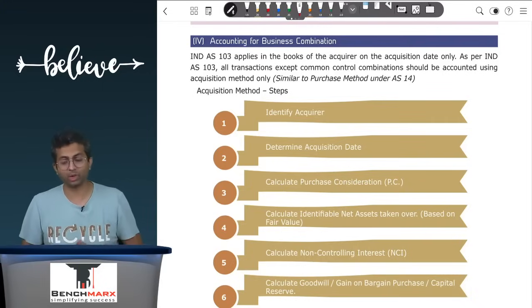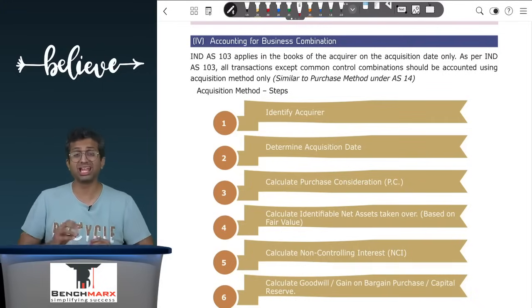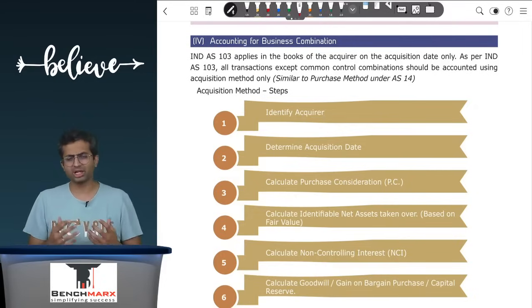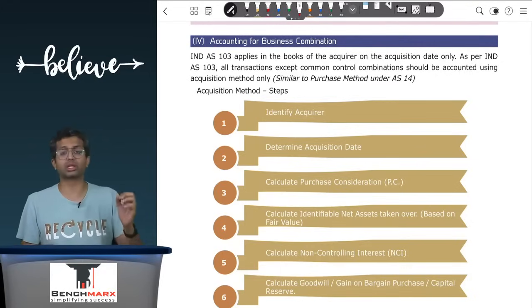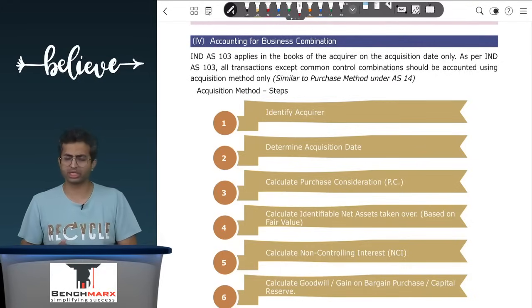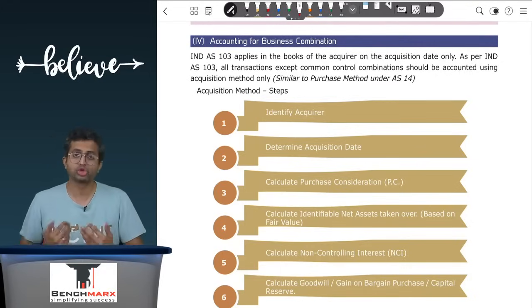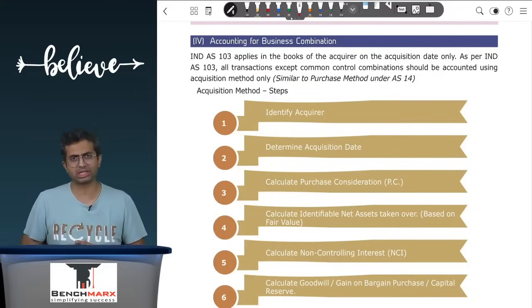Third is the more important step, which is purchase consideration. That is a payment made to the owners. Owners are, let us say, the stakeholders who appear within the equity section. They can be equity shares or they can be other items as well. As long as they are appearing in equity, they are treated to be owners. The payment to them should be a part of purchase consideration, that is PC.